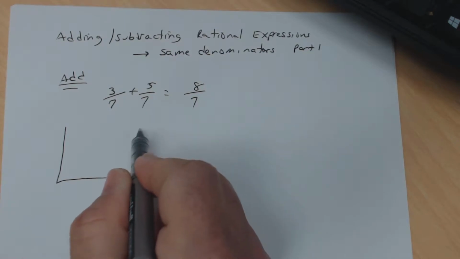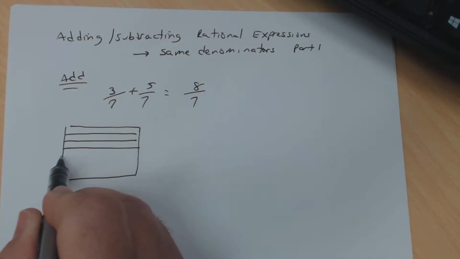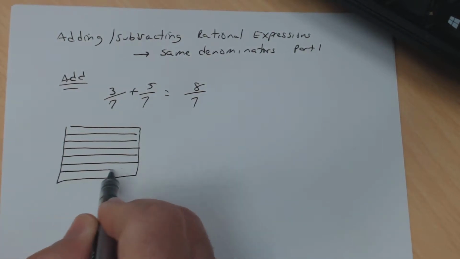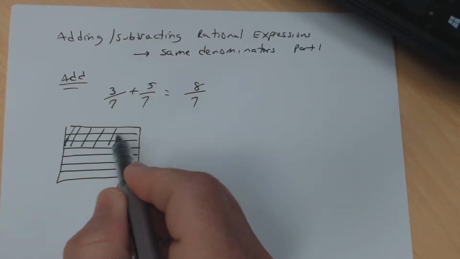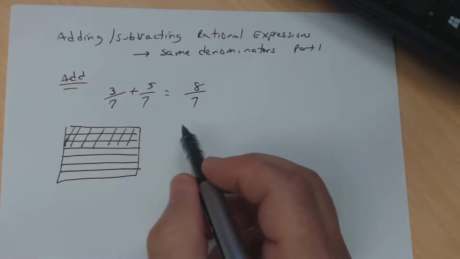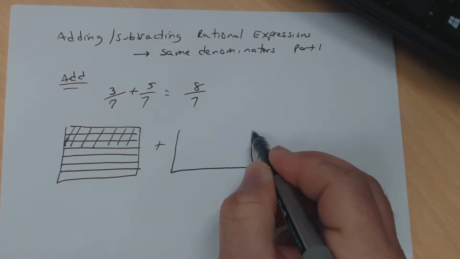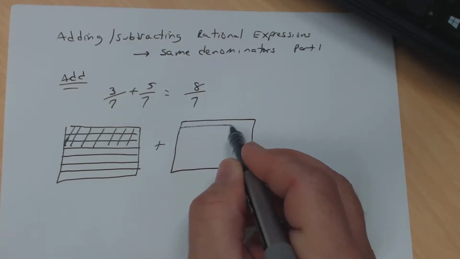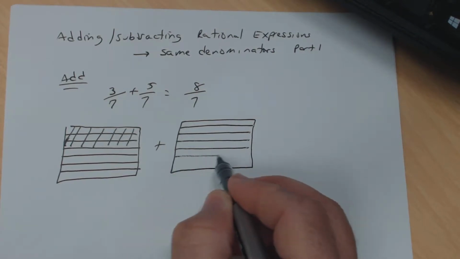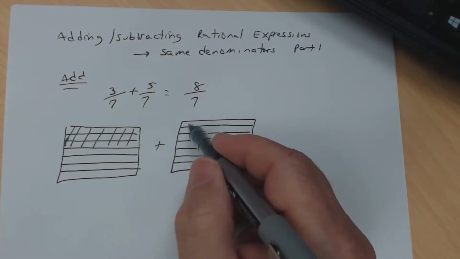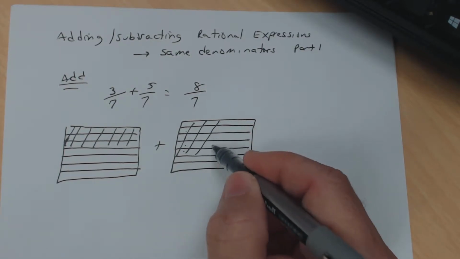Maybe if I can draw it like this, let's say you had 7 rows here, 2, 3, 4, 5, 6, 7, and then you have 3 that are shaded. So that right here represents 3/7. And over here, you're going to add 5/7. So I'm going to draw 7 rows, and this time 1, 2, 3, 4, 5 are shaded.